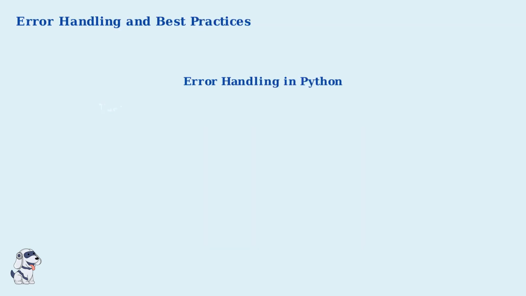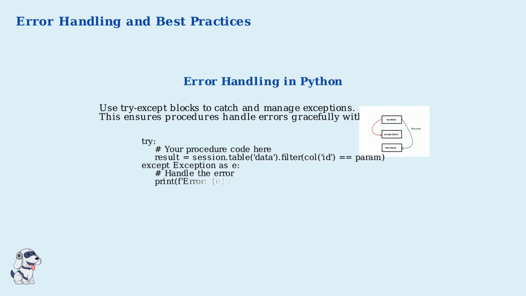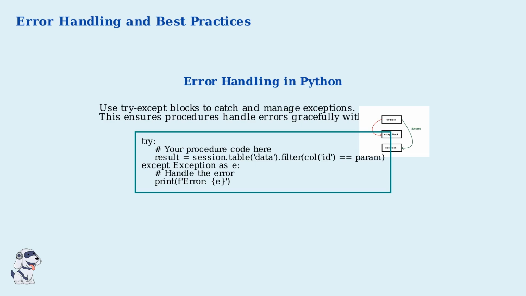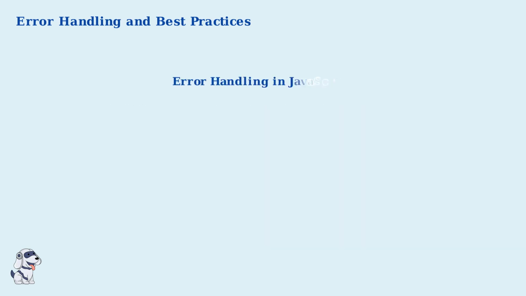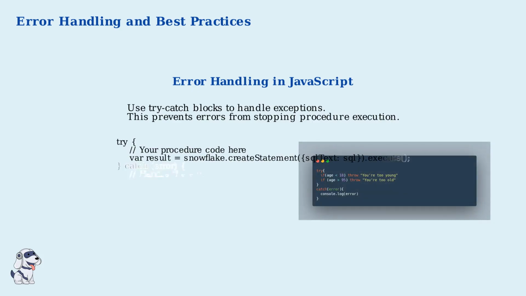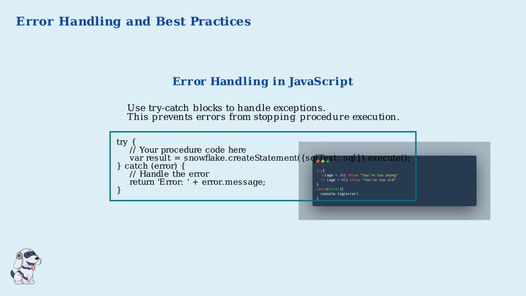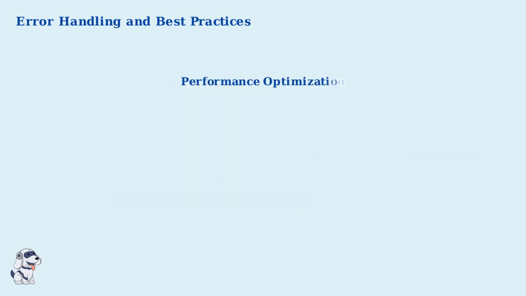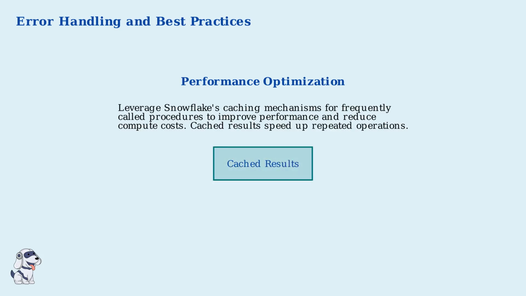Effective error handling is crucial for reliable stored procedures. In Python using Snowpark, you should use try-except blocks to catch and manage exceptions. This allows your procedures to handle unexpected errors gracefully instead of crashing the entire operation. For JavaScript stored procedures in Snowflake, use try-catch blocks to handle exceptions. This approach allows you to catch errors and provide appropriate responses or logging, ensuring your procedures remain robust even when encountering unexpected issues.